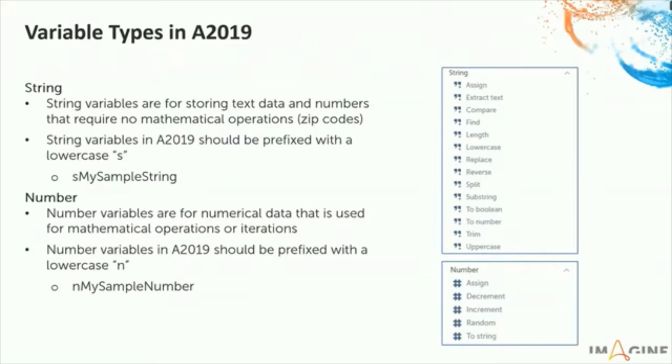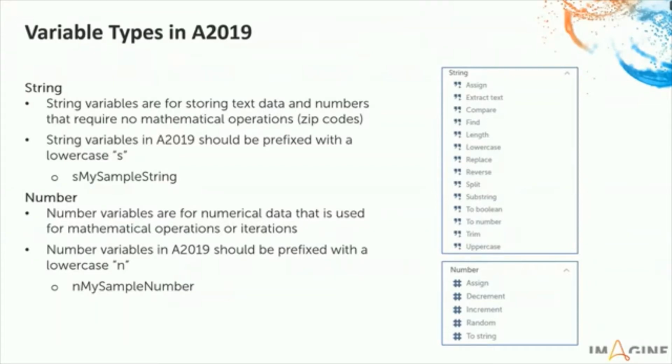We can extract specific text from the screen. We can assign a new value to a string, which might include concatenating multiple string variables. We can convert to uppercase or lowercase. We can find and replace things. We can extract a certain substring from that string. Usually we prefix the name of the variable with a lowercase s to define it as a string type variable.